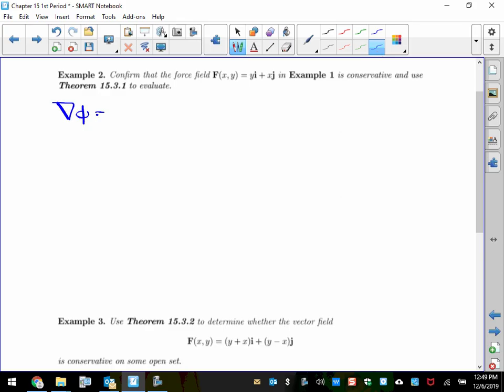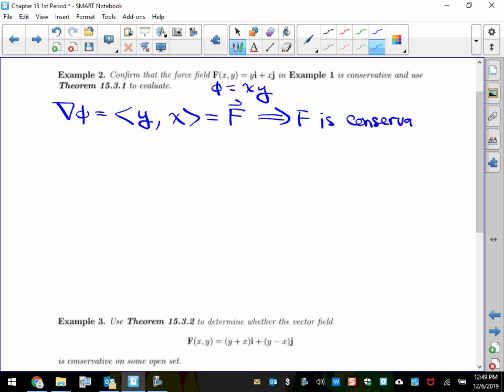So the gradient of phi is the partial of phi with respect to x and y. Well, what was phi? Phi was xy, and so the partial of phi with respect to x is y, and the partial of phi with respect to y is x, which happens to be the original field. This implies that F is conservative. Okay, we already did that. Okay, so now let's calculate the work that we did last time.